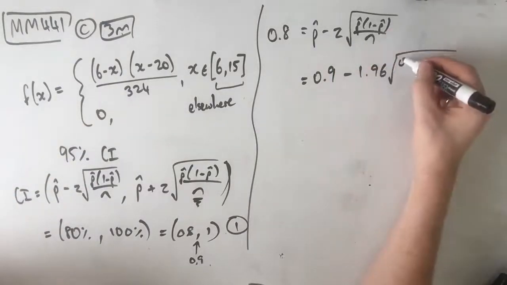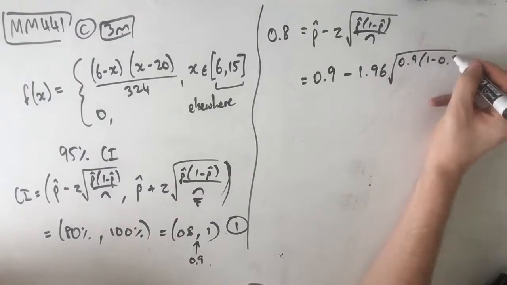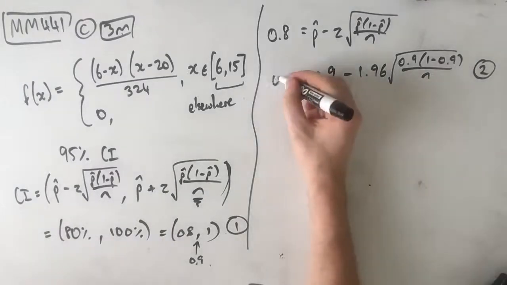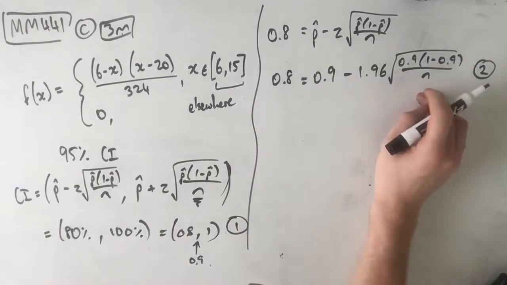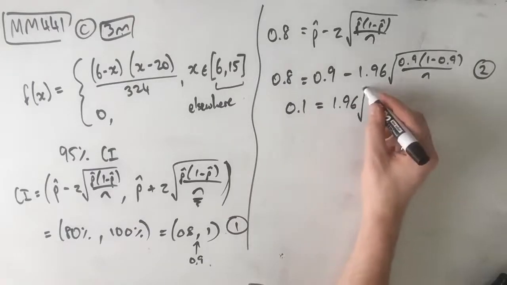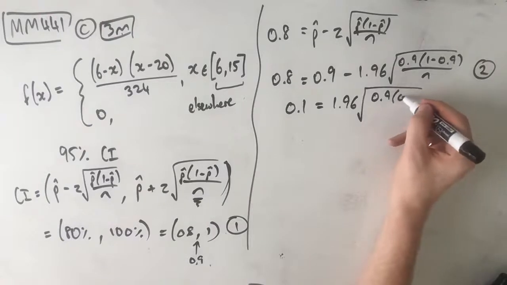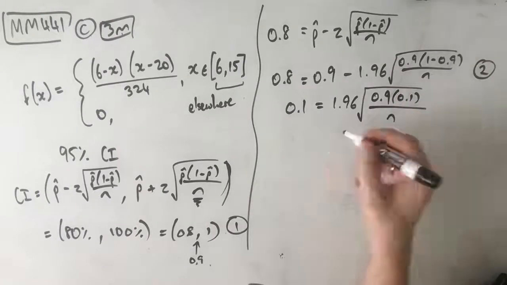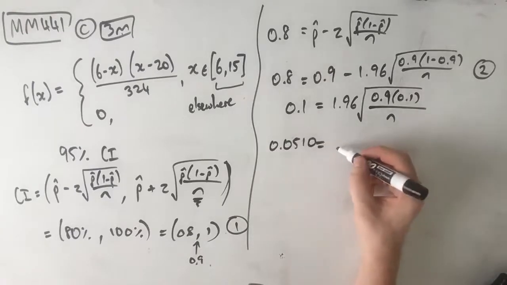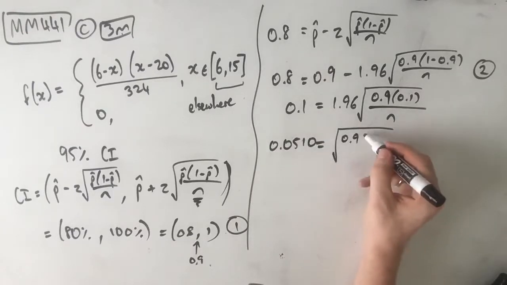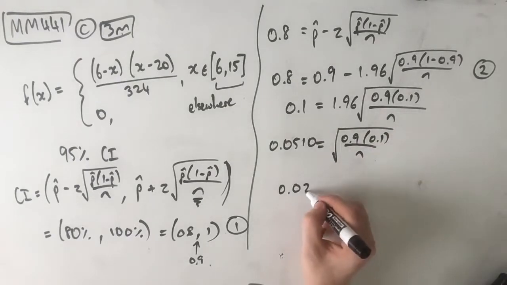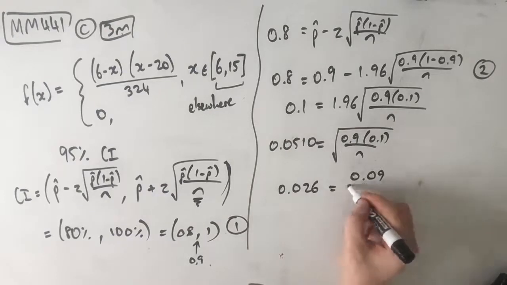P hat again is 0.9, root of 0.9 times 1 minus 0.9 over n, and this is our second mark, because now we only have one variable n, and we can actually solve for this now. Moving all this around, we get 0.1 equals 1.96 root of 0.9 times 0.1 over n, which means that we get 0.051 equals this over n. 0.026 equals 0.09 over n.